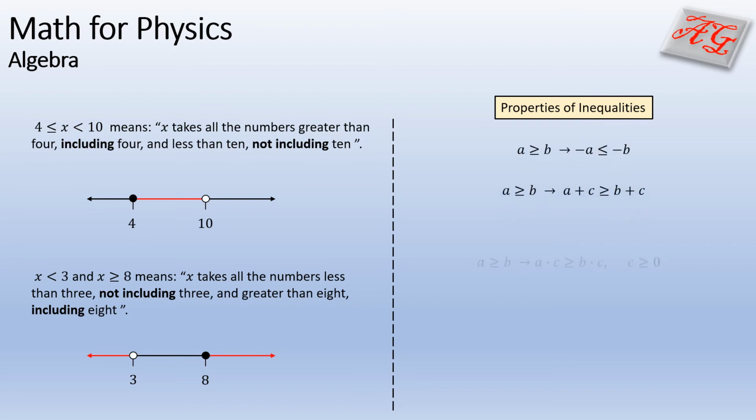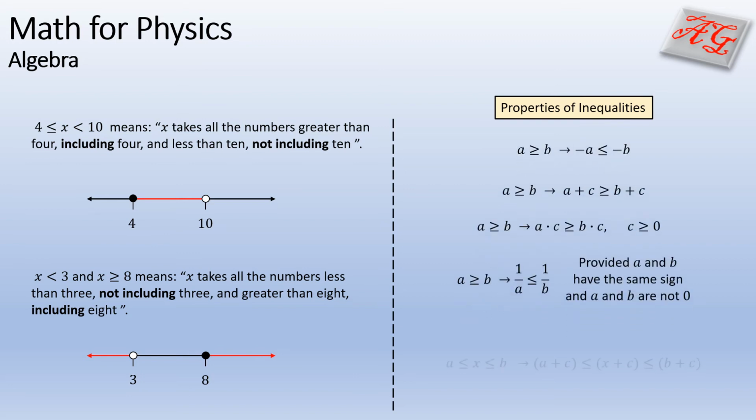If a is greater than or equal to b, multiplying both sides by -1 flips the sign of the inequality. If a is greater than or equal to b, and you add or subtract any value c to both sides, it is guaranteed that the inequality will still hold. If a is greater than or equal to b, and you multiply both sides by any constant c that is greater than 0, the inequality will still hold.